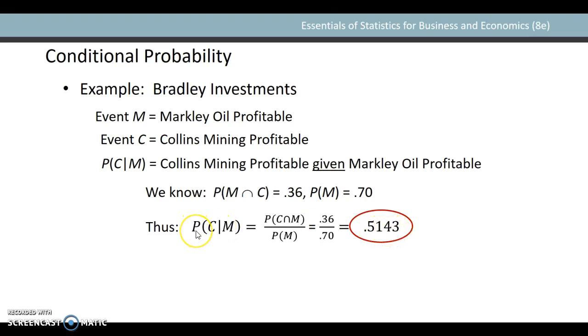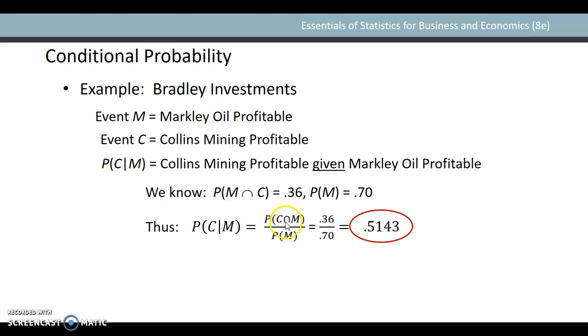So the probability that Collins is profitable, given that Markley turned up profitable, is about 51.43%. Now, there's an easy way to remember the formula. Probability, Collins is profitable, given Markley was profitable. You see the C, the line, and the M.